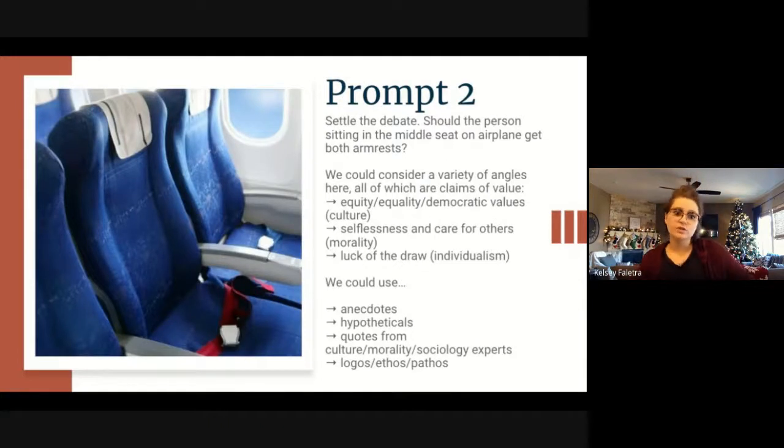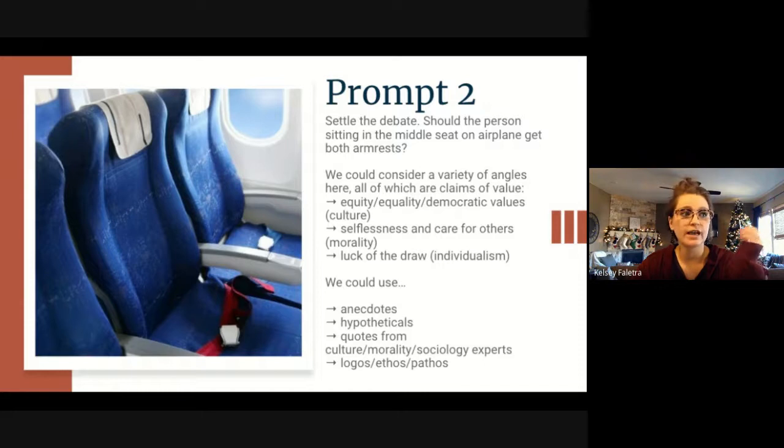Prompt number 2 is more conceptual. So we're not dealing with a physical, tangible object and trying to define it. We are making a moral argument. Settle the debate: should the person sitting in the middle seat on an airplane get both armrests? We could consider a variety of angles, and all of them are claims of value about how things should be, right?